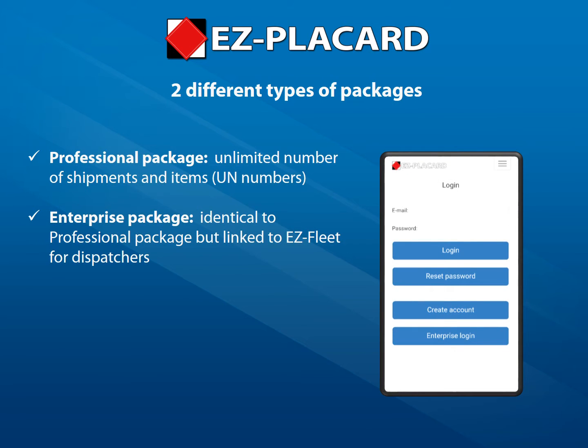There are two types of packages with EZ-Placard. A professional package, which will allow you to calculate placards for an unlimited number of shipments and UN numbers. And an enterprise package, which is nearly identical to the professional package, but is linked to our EZ-Fleet software for dispatchers.